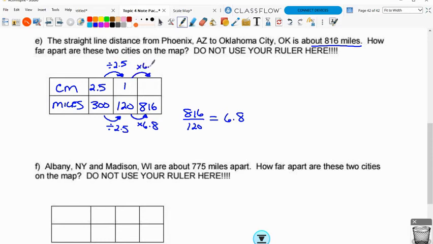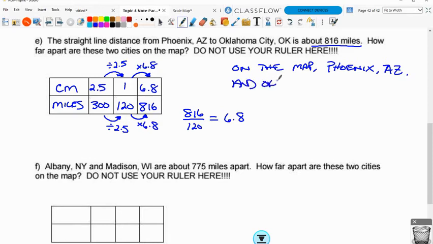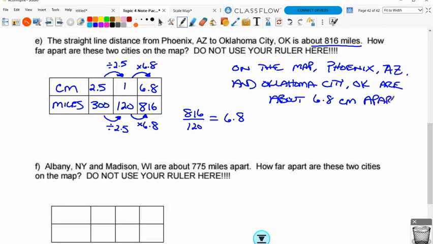And once again, this is going to be an easy process. 1 times 6 8/10 is 6 8/10. So I can say on the map, Phoenix, Arizona, and Oklahoma City, Oklahoma, are about 6 8/10 centimeters apart.